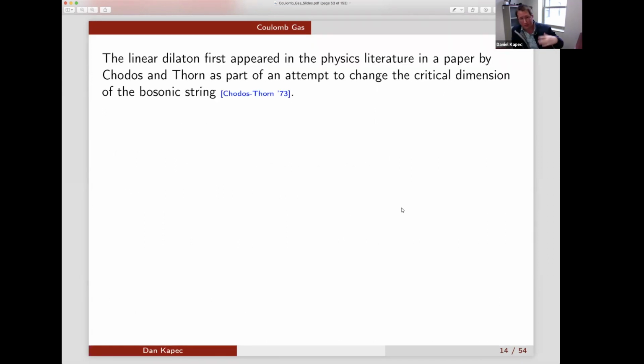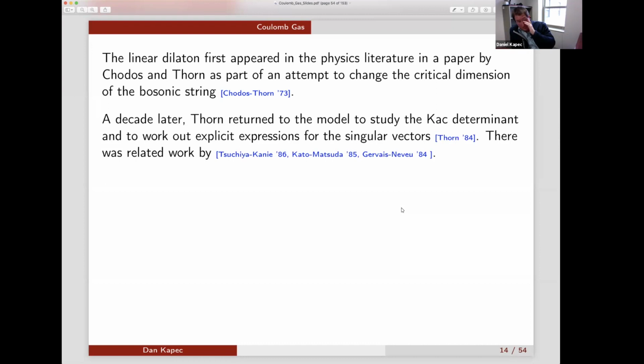That model first entered the physics literature in a paper by Chodos and Thorn. They were trying essentially to change the critical dimension of the bosonic string, and that's still in some sense the way that the model is used today. But a decade later, Thorn returned to it because he wanted to understand better the Kac determinant formula. He was able to work out explicit expressions for these singular vectors in the Fock spaces, and that's going to be an important paper for the work of Felder that followed.